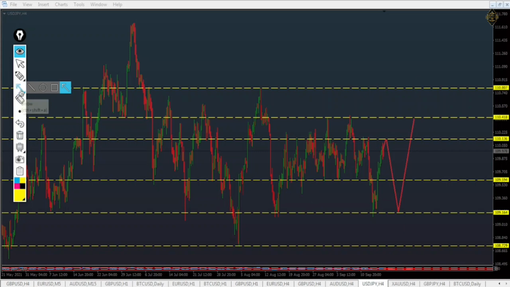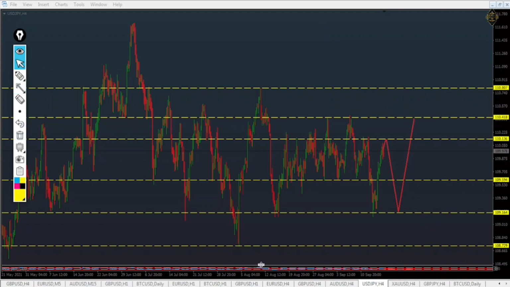Everything is very clear. Let me give you the levels. The first level here is 110.807. Another one, 110.418. Another one, 110.136. Another level at 109.594. Another level at 109.164. And the last one at 108.729, my friend. Everything is very clear.